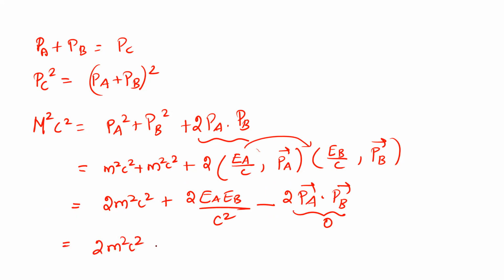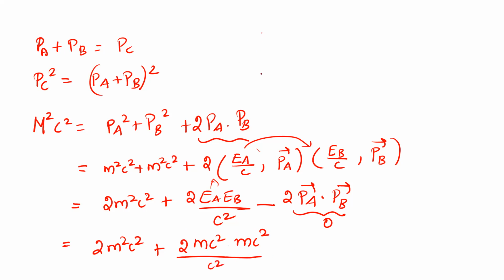2M square C square plus 2. And what about the energy? The particle of mass m whose total energy is twice its rest energy. This is twice the rest energy. So that is 2MC square, right? And EB is simply MC square because it's at rest. This is the rest energy divided by C square.